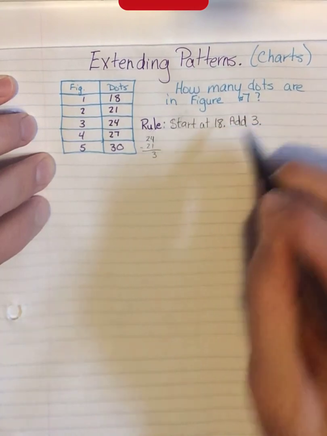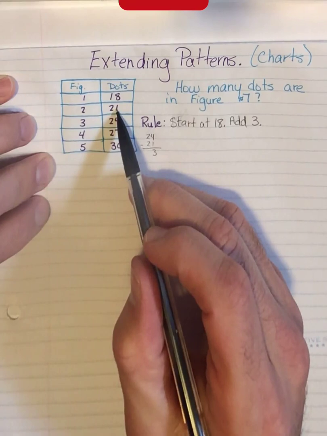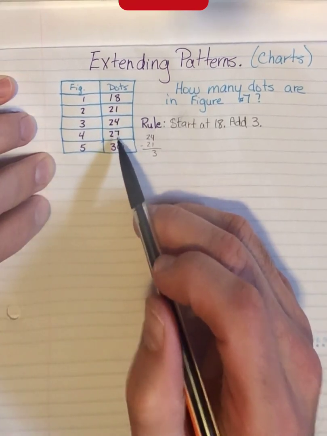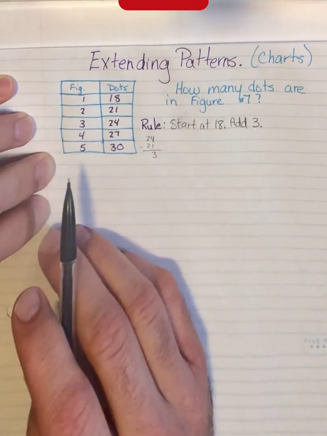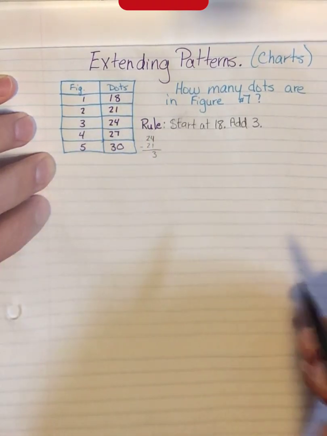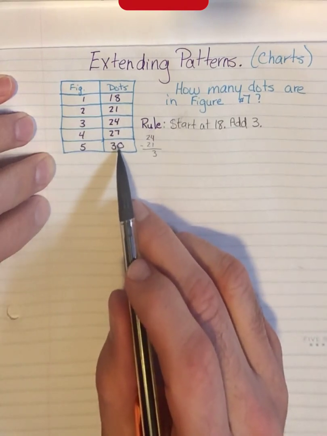I'm just going to test if that's all. 18 plus 3 is 21. 21 plus 3 is 24. Plus 3 is 27. Okay, so that's it. Simple rule. Start at 18, add 3. All right, now that I know that, I can just extend the pattern by going to the 5th one.